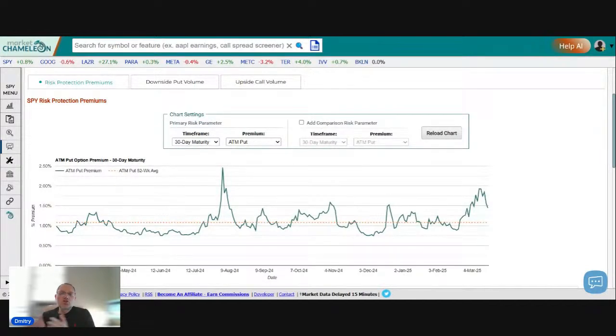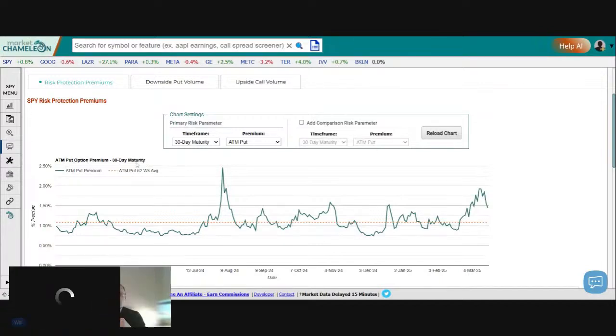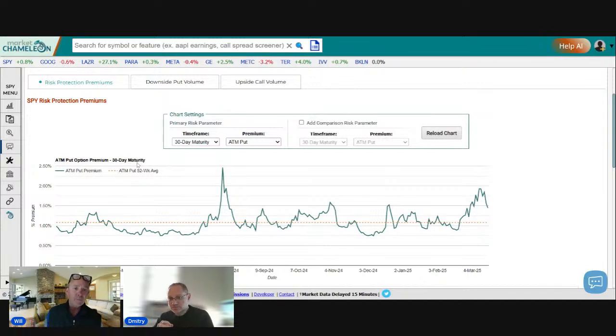And what this chart does is it scans the options markets and creates a chart of what the risk premium is for a particular option benchmark. So in this case, it defaults to a 30-day constant maturity. So you can see here at the money put option.